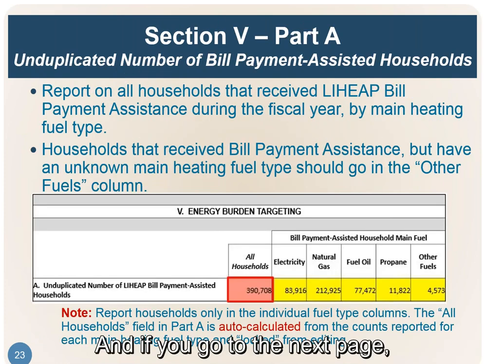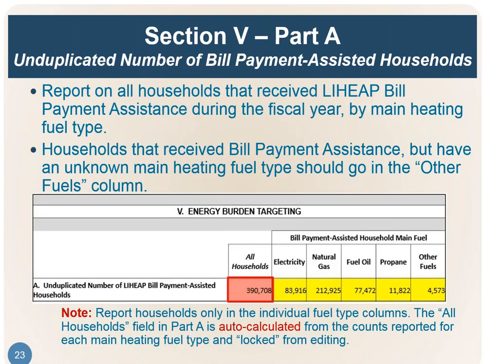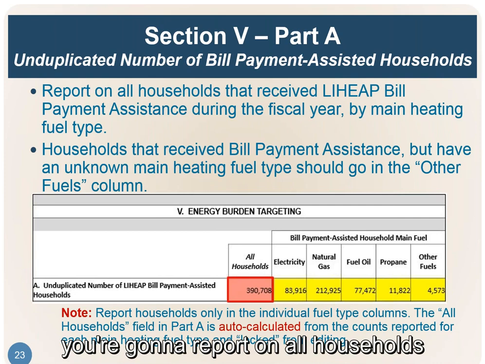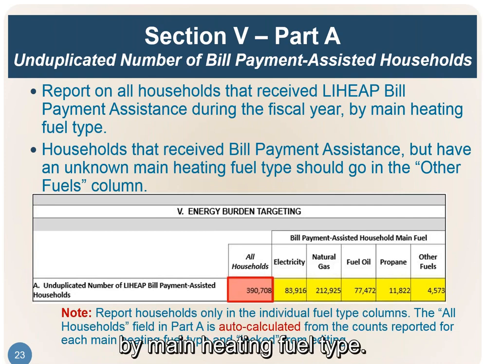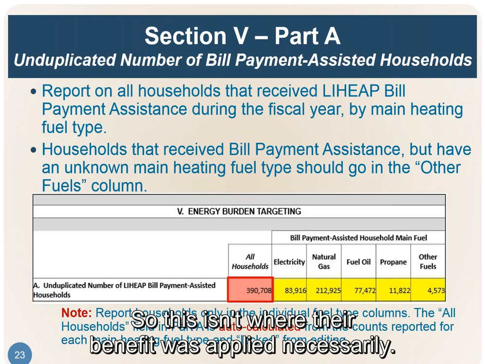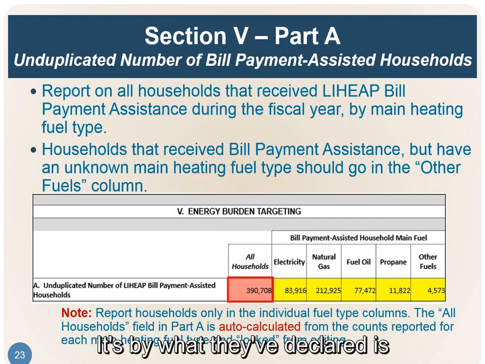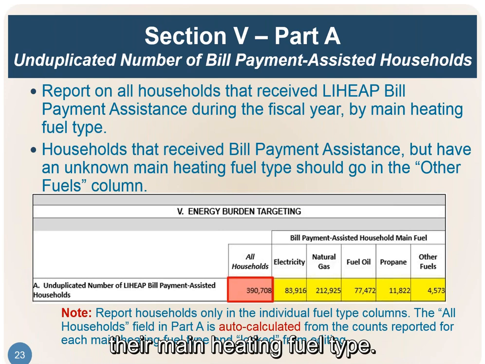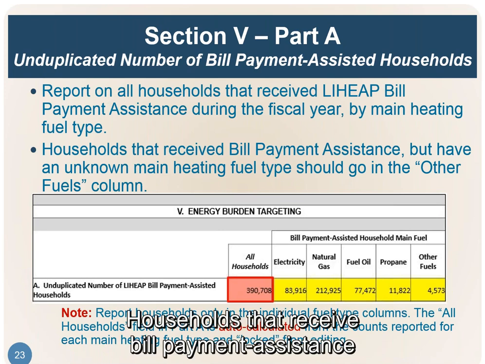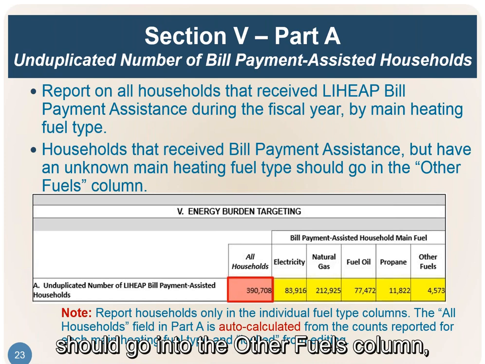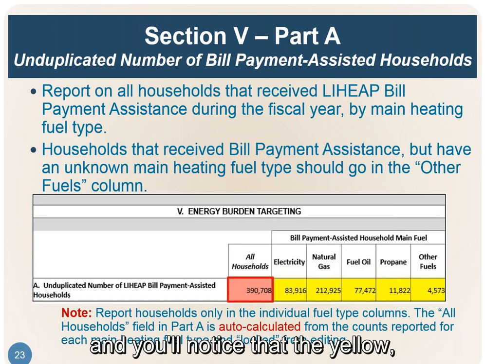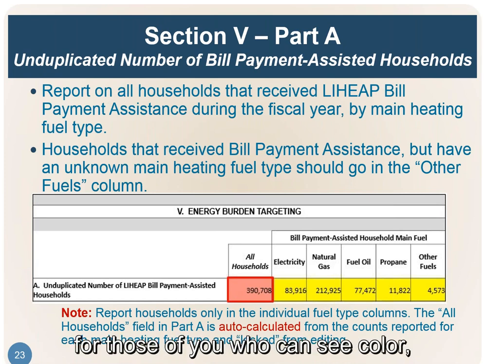And if you go to the next page, you're going to report on all households that receive bill payment assistance during the fiscal year by main heating fuel type. So this isn't where their benefit was applied necessarily. It's by what they've declared as their main heating fuel type. Households that receive bill payment assistance but have an unknown main heating fuel type should go into the other fuels column.